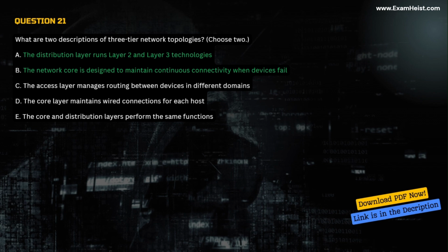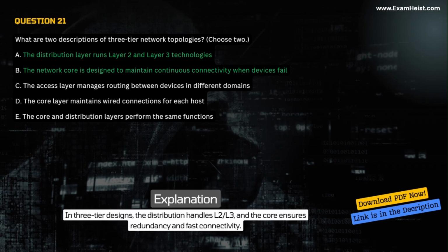Correct answer, A and B. The distribution layer runs Layer 2 and Layer 3 technologies. The network core is designed to maintain continuous connectivity when devices fail. Explanation. In three-tier designs, the distribution handles L2/L3, and the core ensures redundancy and fast connectivity.